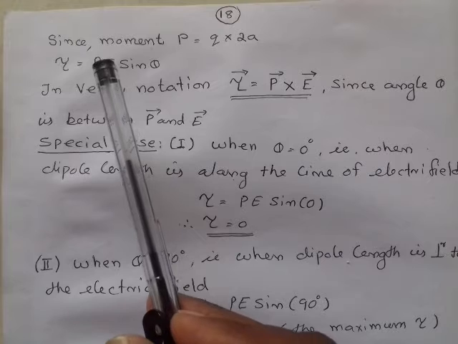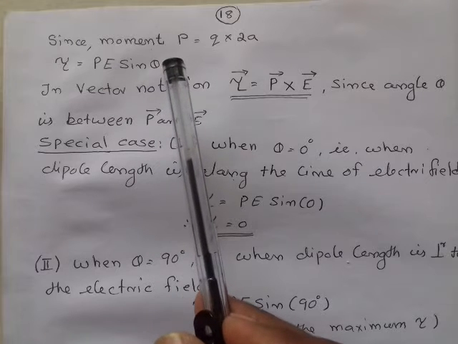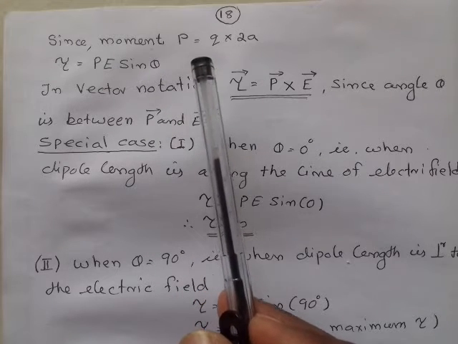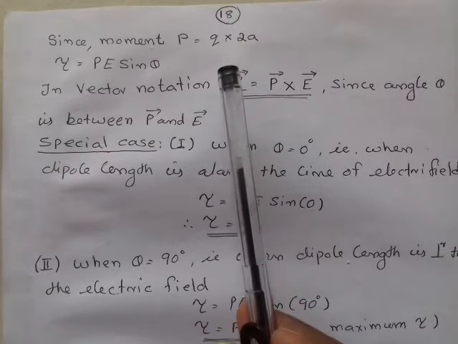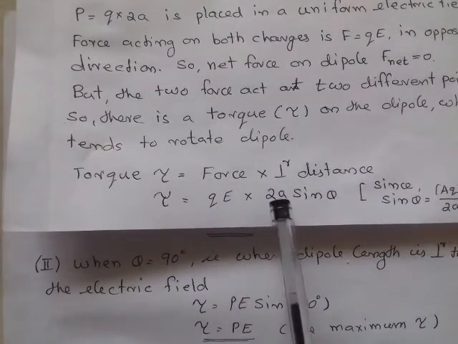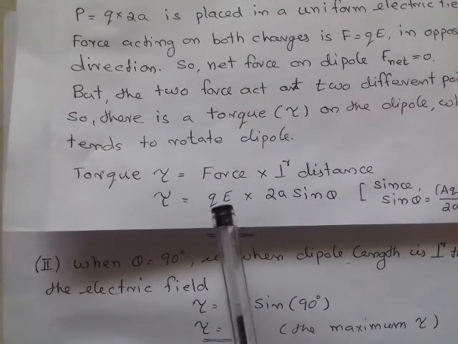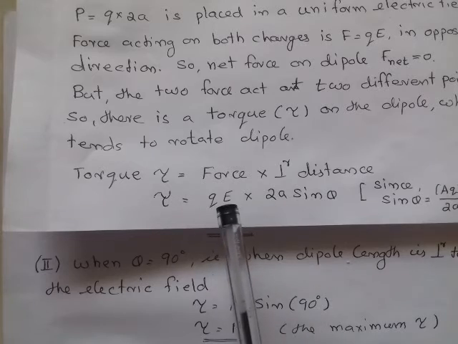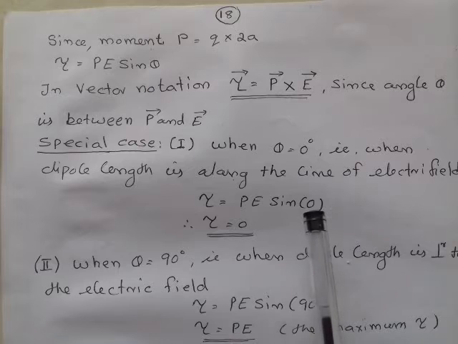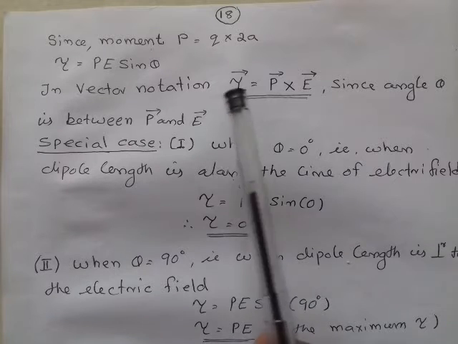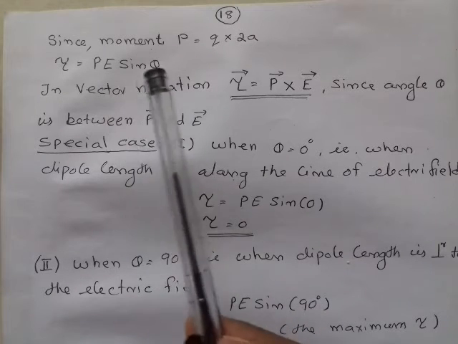Since electric dipole moment P is equal to charge into dipole length, that is Q into 2A, we can replace this Q into 2A with the P. So it becomes PE sin theta.